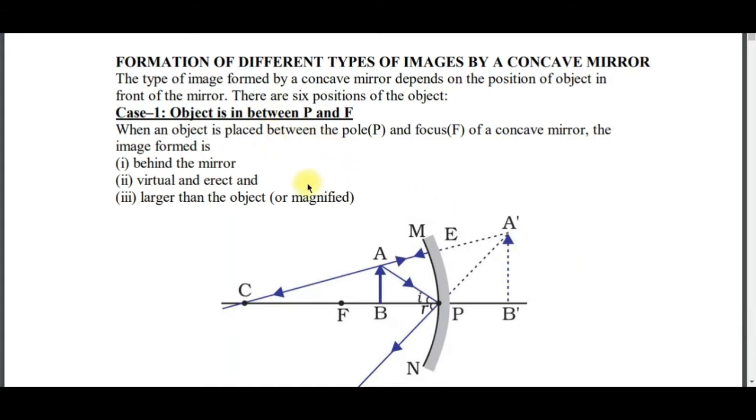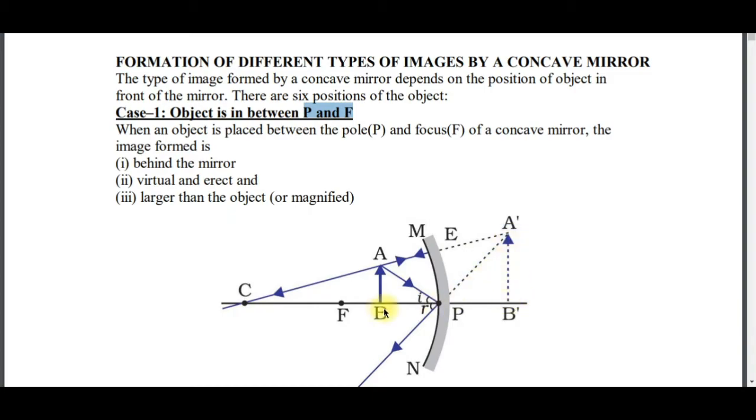The first case, okay, the object is between P and F, मतलब पोल और F के बीच में ऑब्जेक्ट को रखा जा रहा है. So उसमें क्या होता है, the image is formed behind the mirror. First one, the image is formed behind the mirror. Second, virtual and erect. मतलब virtual, if a dotted line is represented, see, any image which is formed behind the mirror is a virtual image. Okay, it is not real. अगर image mirror के सामने form हो रहा है, then it is real. But if it is behind the mirror, then it is virtual.